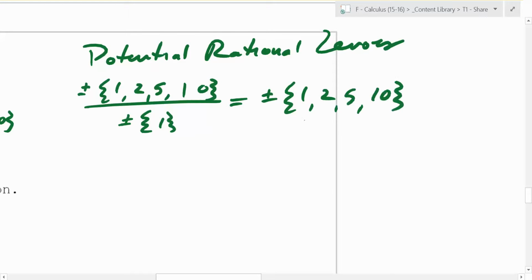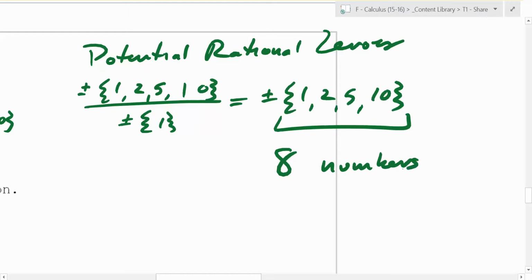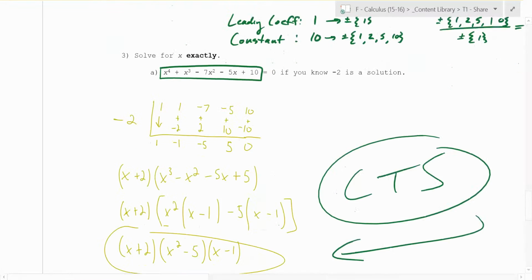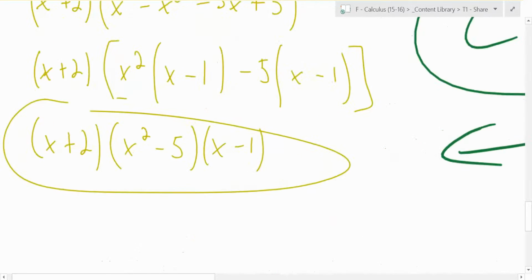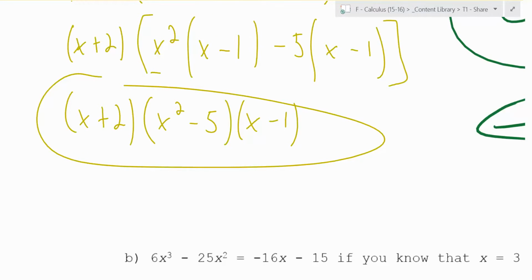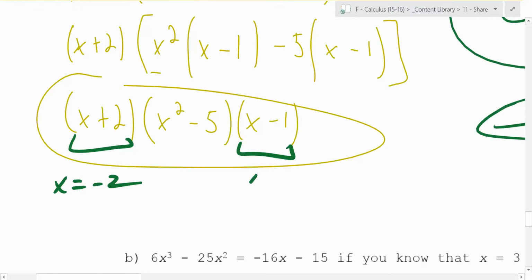How many numbers is that? That's 8 numbers. But here's the thing. If the original polynomial has zeros, if it does, they will all be in this list. Let's look. We did this one already, right? We factored it. What did we get for an answer? What are the zeros? X equals -2.